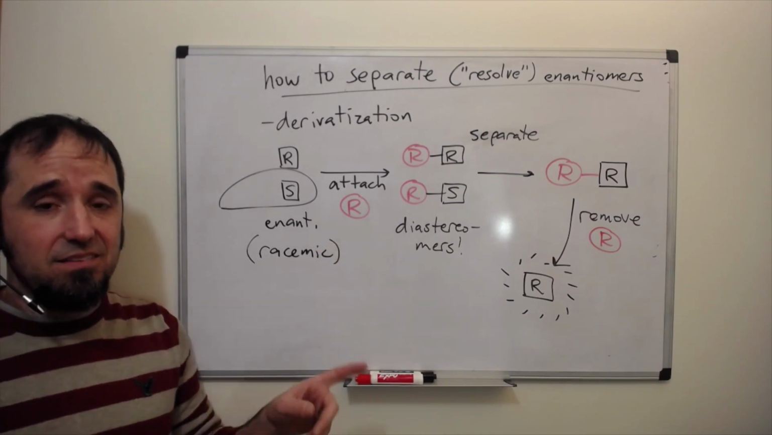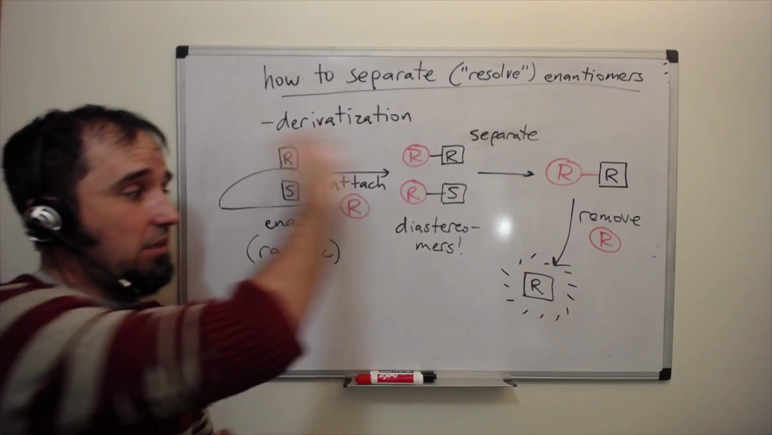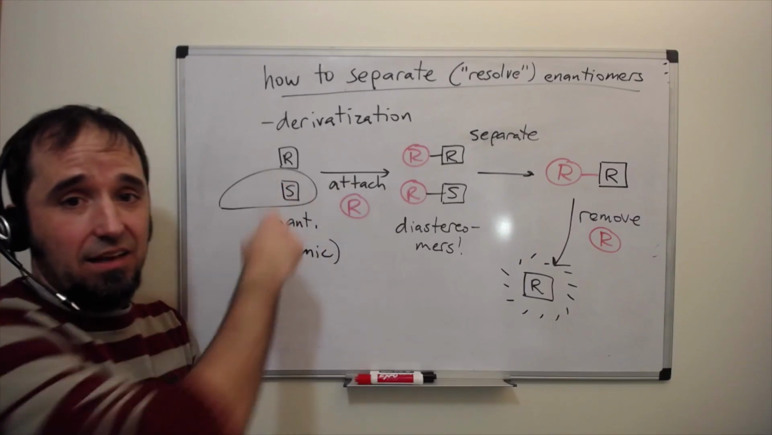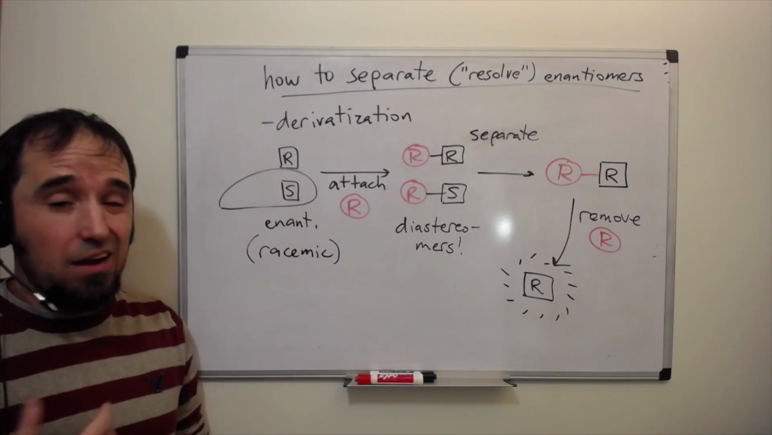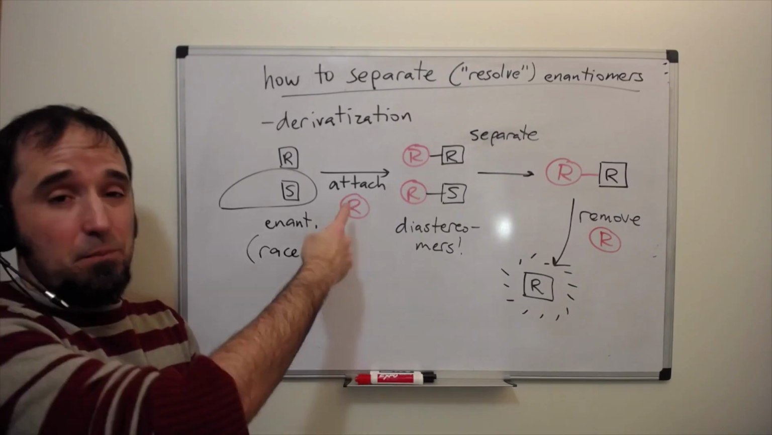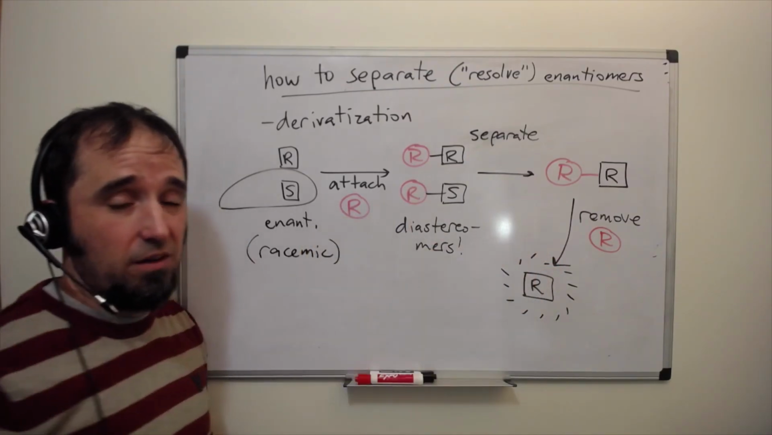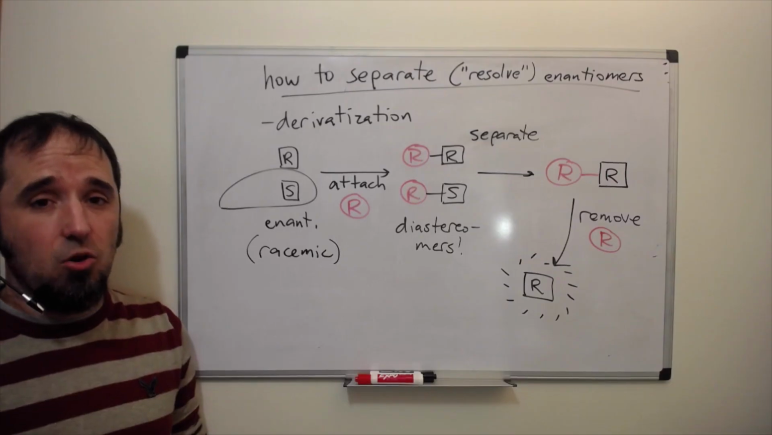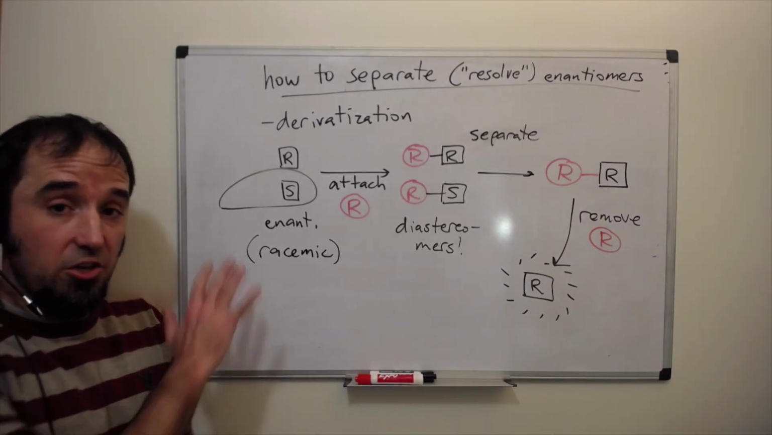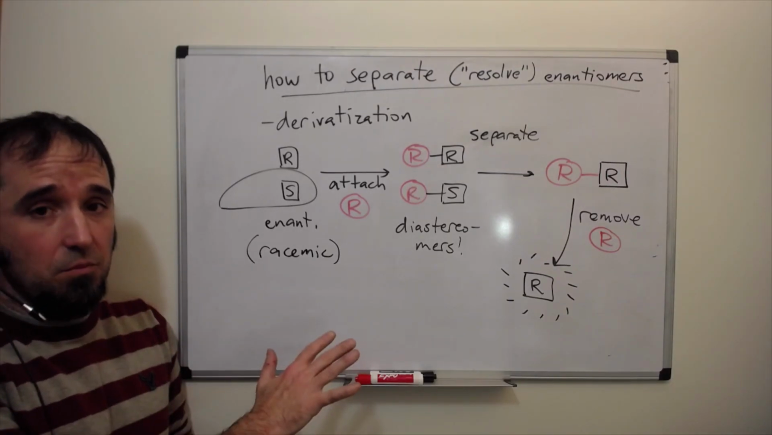And so in this thing, my maximum yield to get this out is 50%, but also it's not going to be 50% because this step isn't perfect and that step isn't perfect. And so there's lots of things that can go wrong here. So while this is a good strategy and it works, there are some downsides to it.